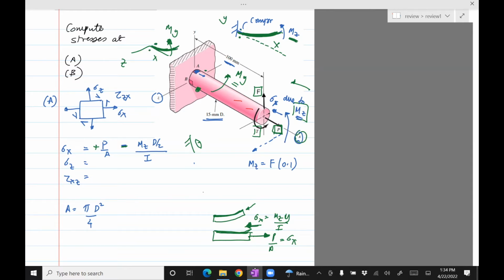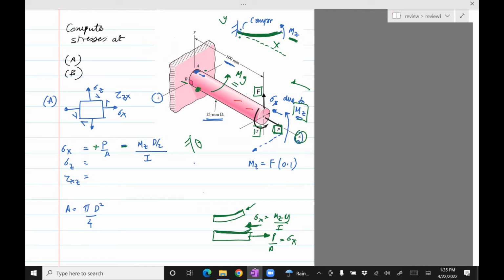So in other words, B would be here, right? So it will be under tension. Then what about A? A would be the neutral axis. It won't have any stress. Yeah, neutral axis makes sense.